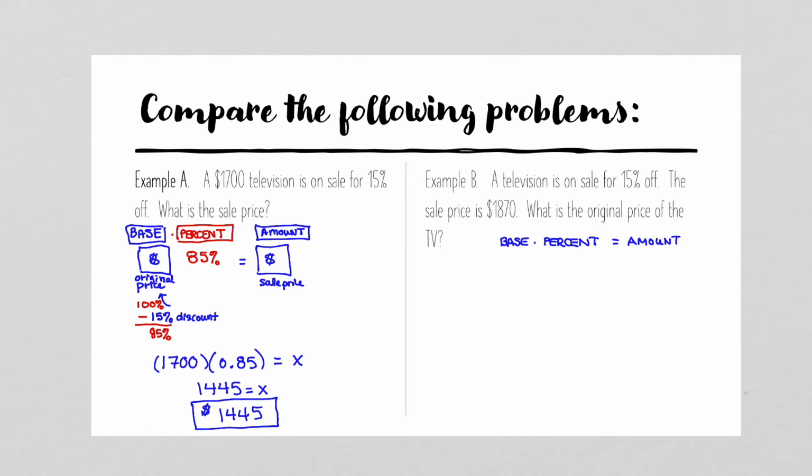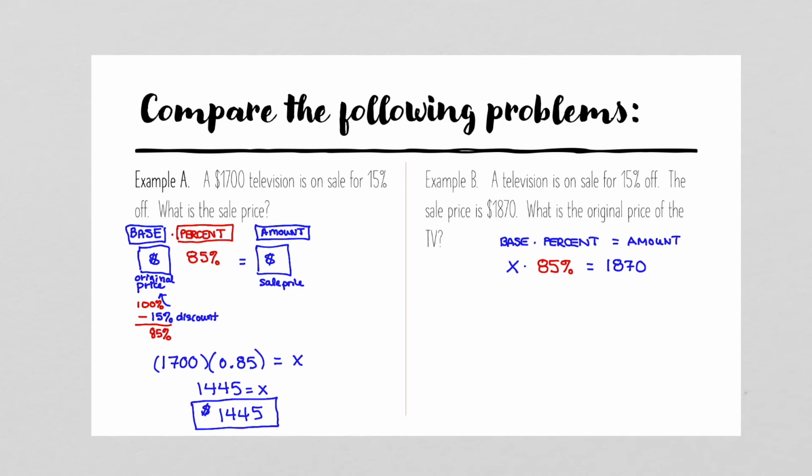Now, in this problem, I don't know what that original price is, so that's X. My percent, I'm going to use the percentage from last time. If the TV is 15% off, that means my sale price is going to be 85% of the original price, so I'm going to put 85 in for my percentage. And what is that amount? The sale price is given to us. That's $1,870.